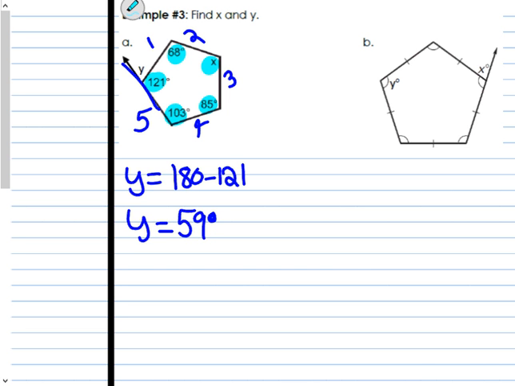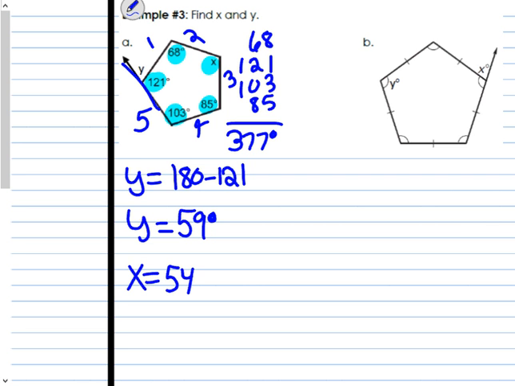So if I add up the 4 that I do know, I know that they all add up to 377 degrees. So 68, 121, 103, and 85 add up to 377 degrees. And I can use that information to find x. X is going to be equal to 540, which is what they all have to add up to, minus 377, which is what we already have. And when you work that out, you get x equals 163 degrees. We will do letter B in class together.